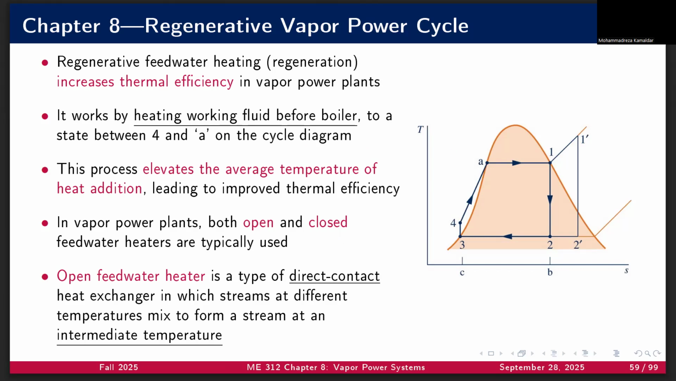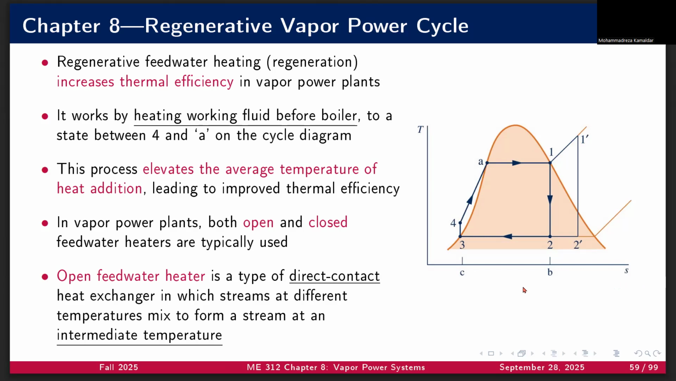So the open feed water heater is an effective way to achieve this increase in thermal efficiency through direct contact mixing, right? But this mixing imposes a strict constraint, which is that the extracted steam and the feed water must be at the same pressure to allow them to combine, often necessitating a complex pumping arrangement.